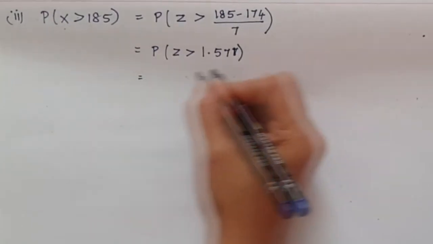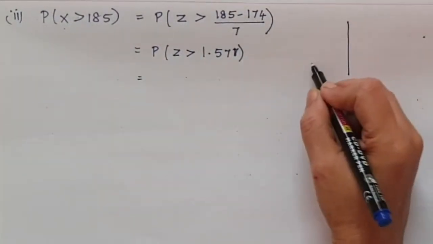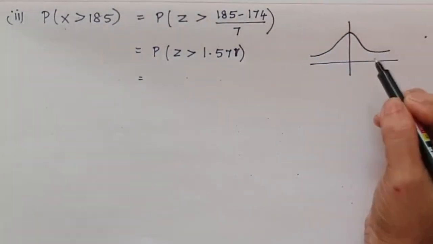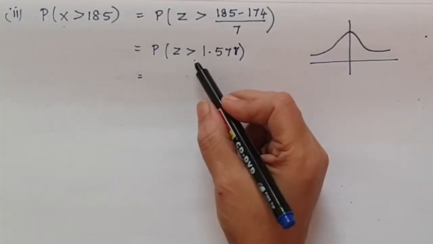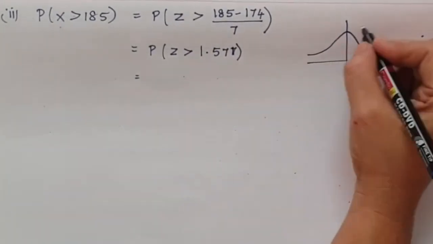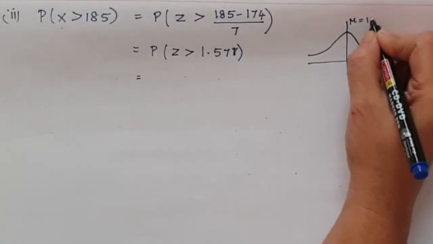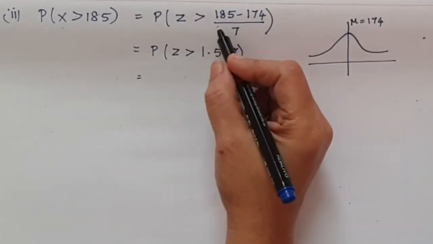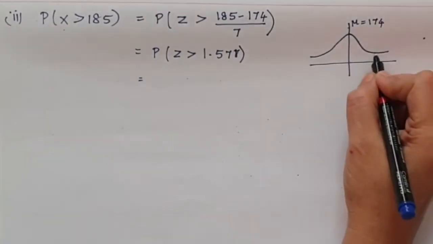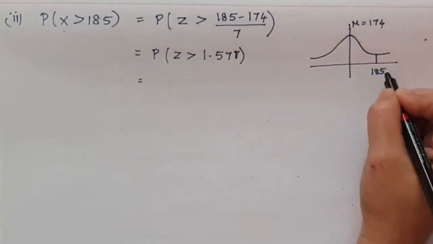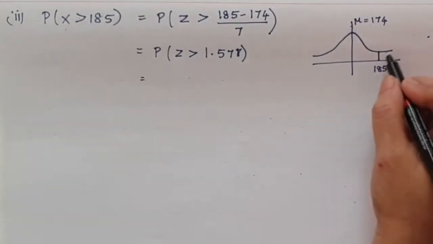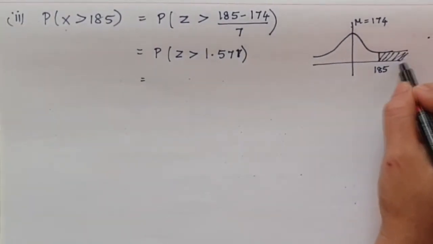So now when we draw our normal distribution curve, here we have our z value as 1.571 and our mu is 174. This is our mu, 174, and our x value is 185. So 185 is to this side of 174. Now we need to find the values of x greater than 185, which is this side.